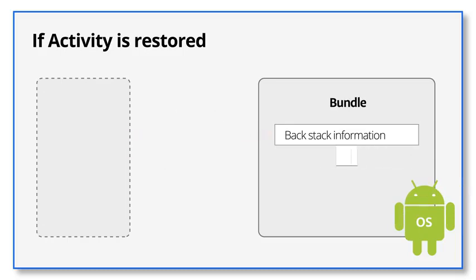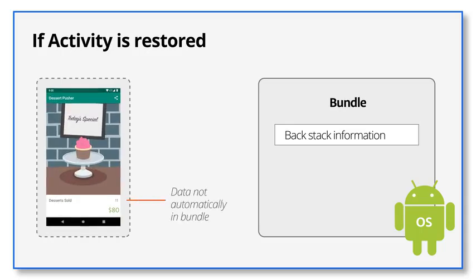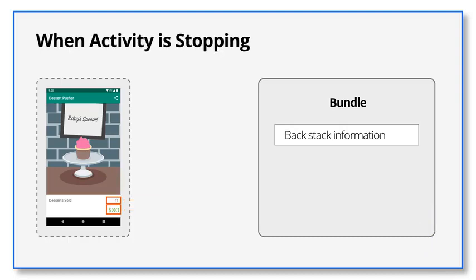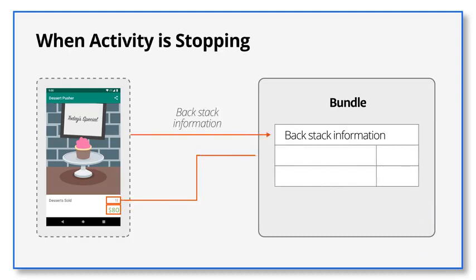Except sometimes the OS won't know all about your data. For example, in the Dessert Pusher app, you have custom variables like revenue. There's no way that the Android OS actually knows about this data or that it's important to you or your activity. So you're going to need to manually add this data to the bundle yourself. The way you do that is using another callback called onSaveInstanceState, which you'll explore next.